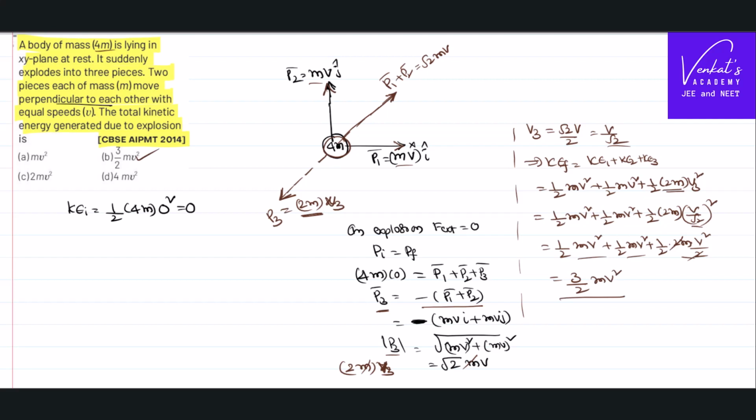That's the total energy generated in the explosion, and that's also the energy gained in the explosion, because the initial kinetic energy equals 0. That's how we solve this problem.